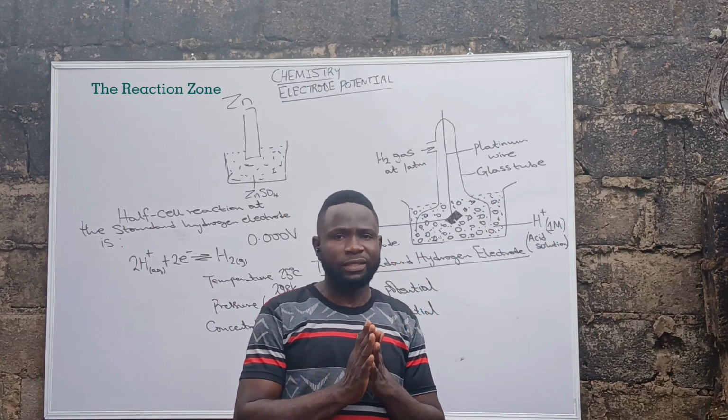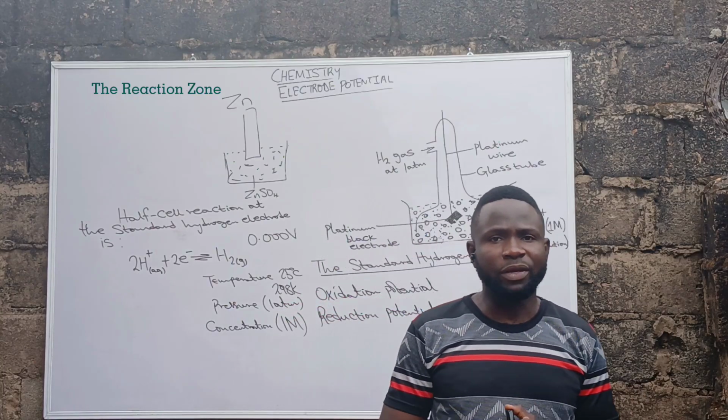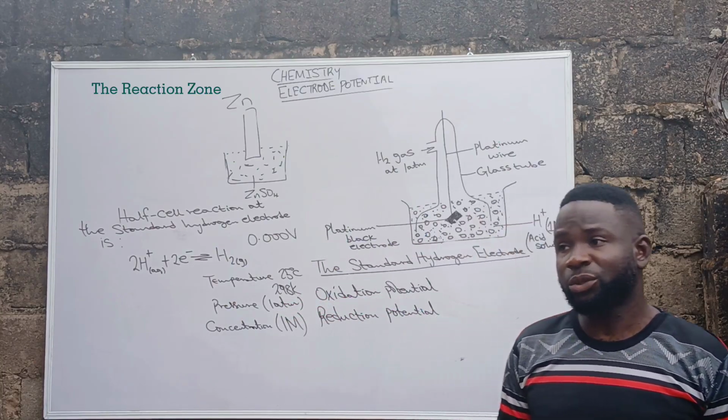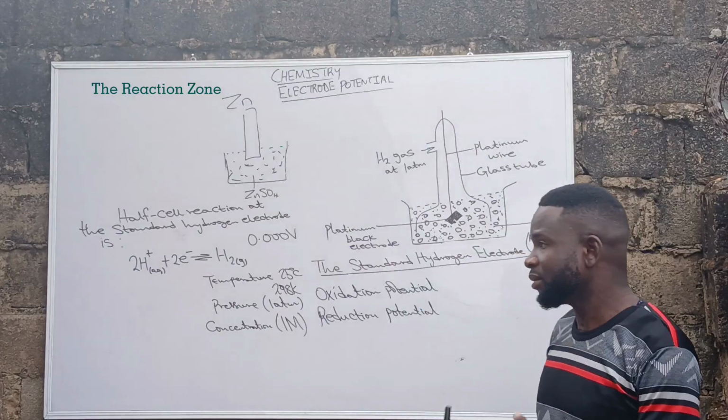So I want to believe that this basic explanation of what electrode potential is and the standard hydrogen electrode is clear.